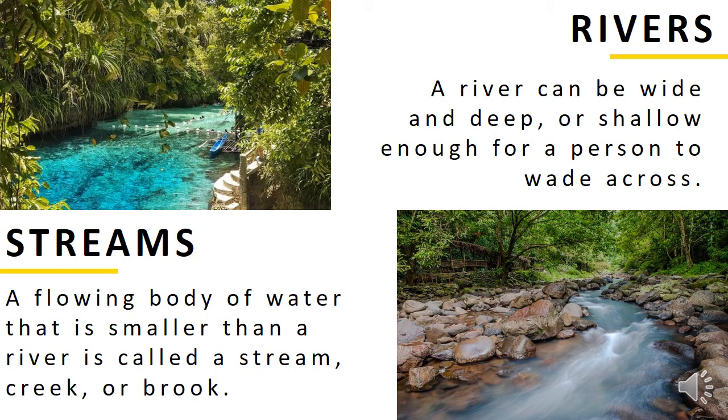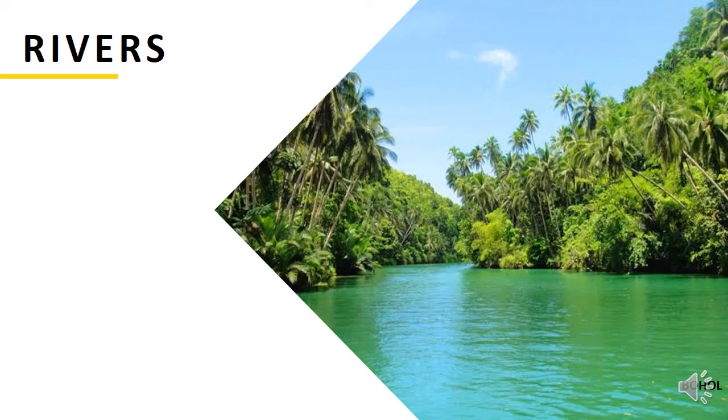Another type of freshwater ecosystem in the Philippines is the rivers and the streams. A river can be wide and deep, or shallow enough for a person to wade across, while a stream is a flowing body of water that is smaller than a river. Flowing waters differ greatly in speed, temperature, and clarity.